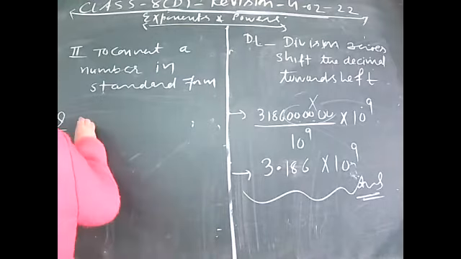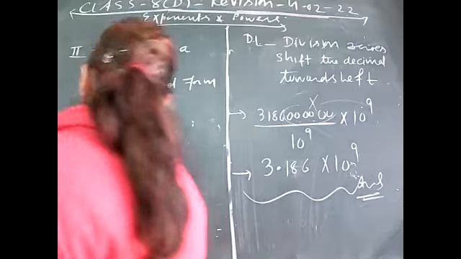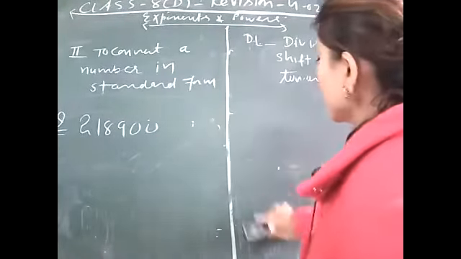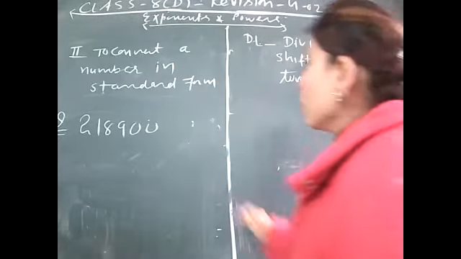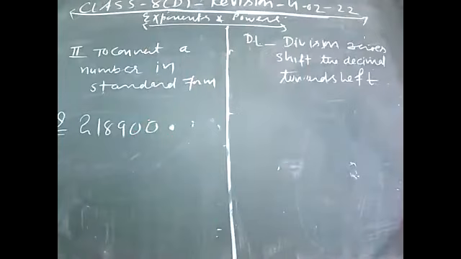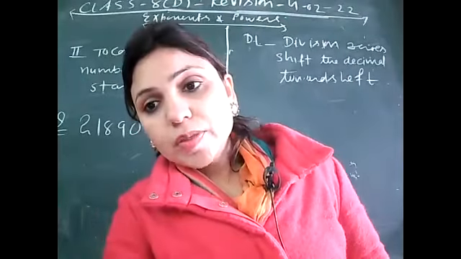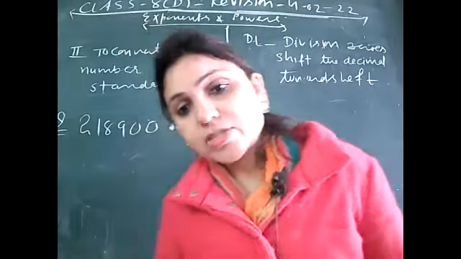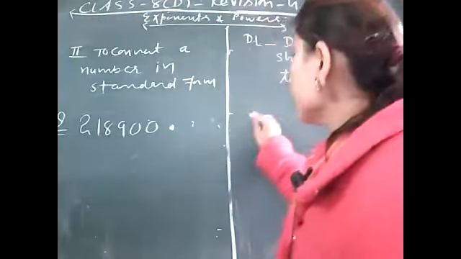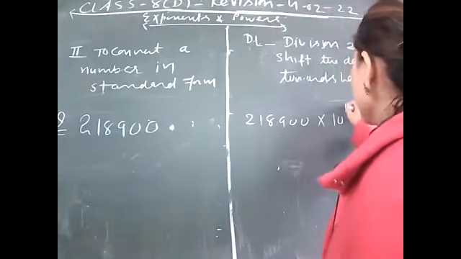Say it be 218900. Here also, we can't see the decimal directly, but we know that at the end of every number the decimal is there. So this decimal is to move towards the left side this time. And you know how many places it has to move? 1, 2, 3, 4, 5 places it has to move. So it means we will multiply by 10 raised to power 5.